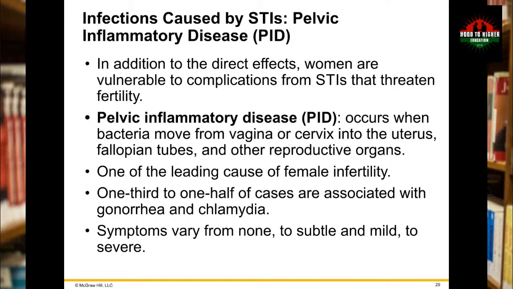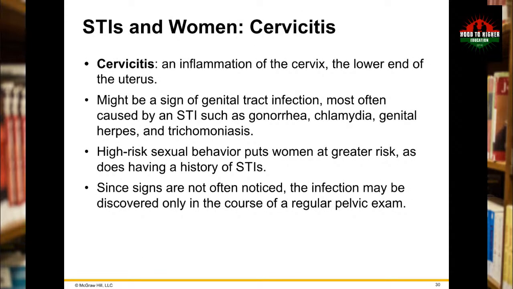Infections caused by STIs: pelvic inflammatory disease. In addition to the direct effects, women are vulnerable to complications from STIs that threaten fertility. So pelvic inflammatory disease occurs when bacteria move from the vagina or cervix into the uterus, fallopian tubes, and other reproductive organs. One of the leading causes of female infertility. One third to one half of cases are associated with gonorrhea and chlamydia. Symptoms vary from none to mild to severe.